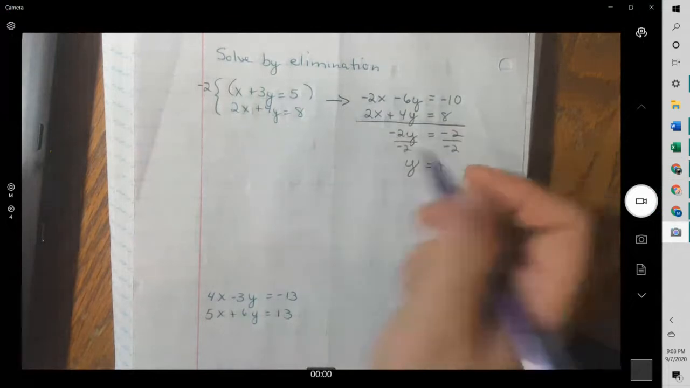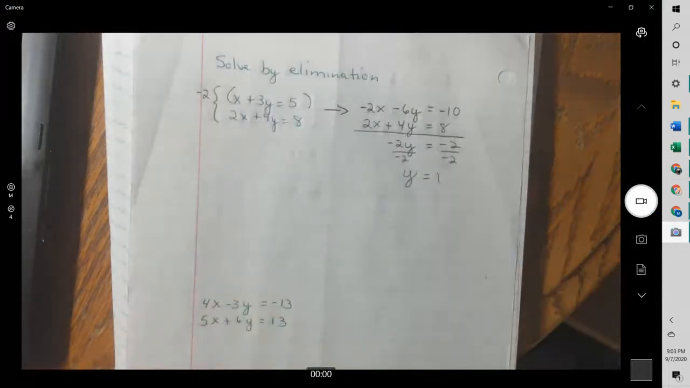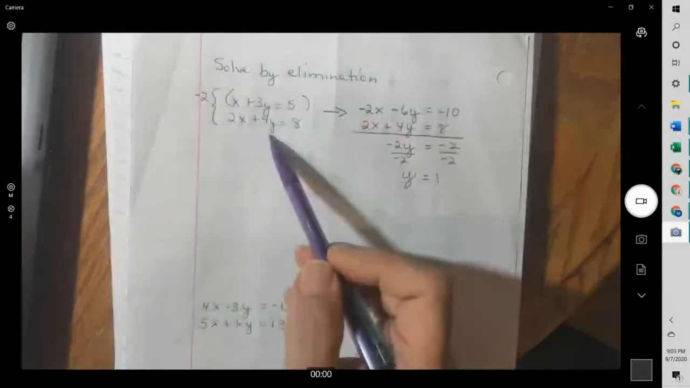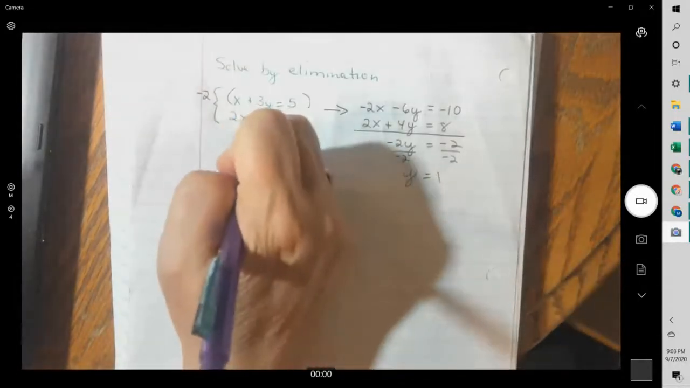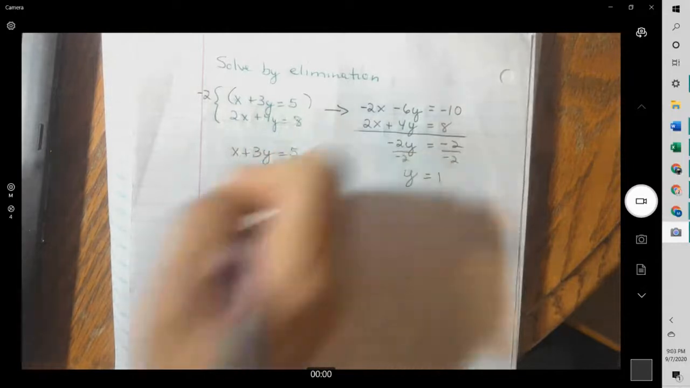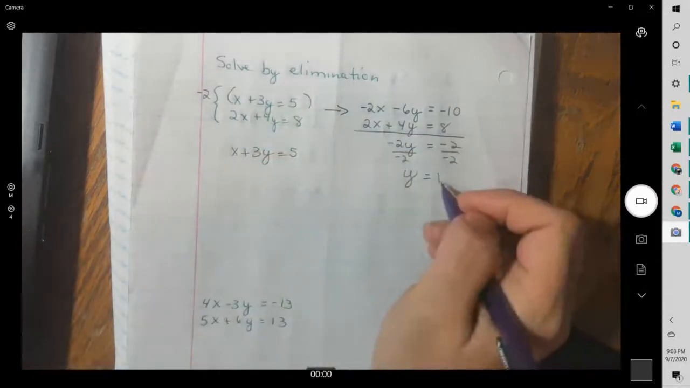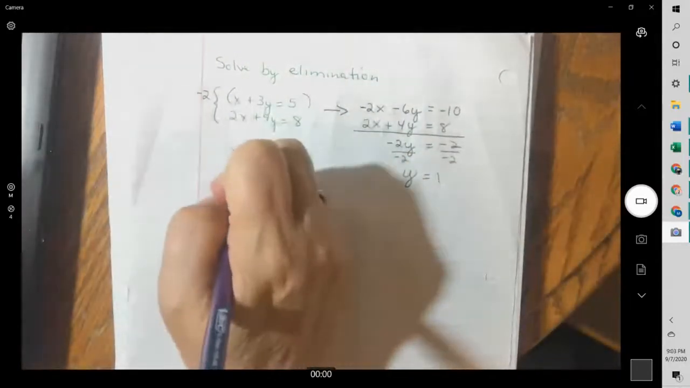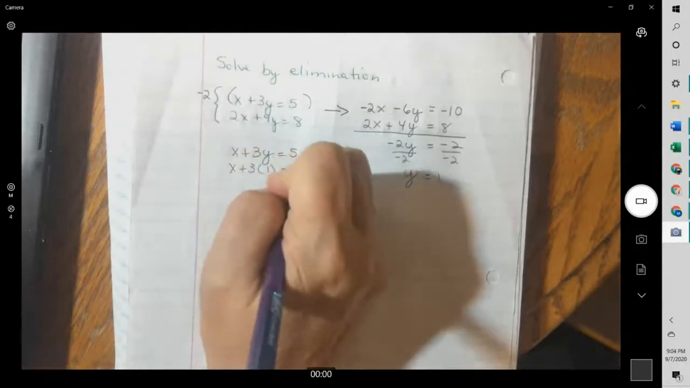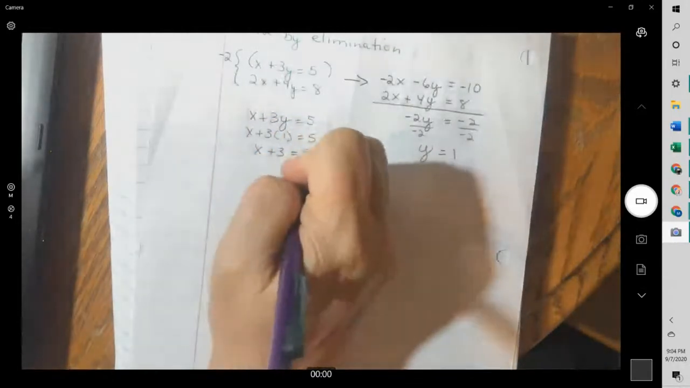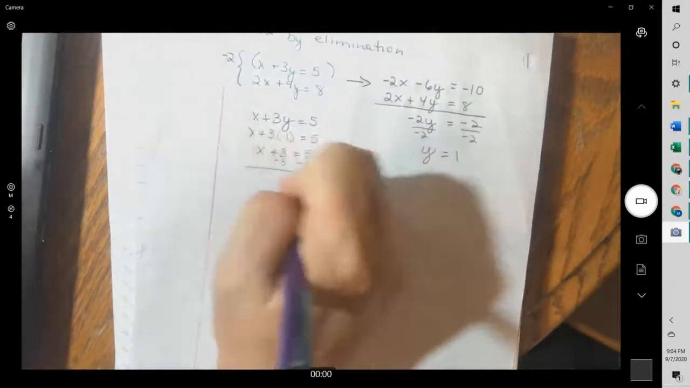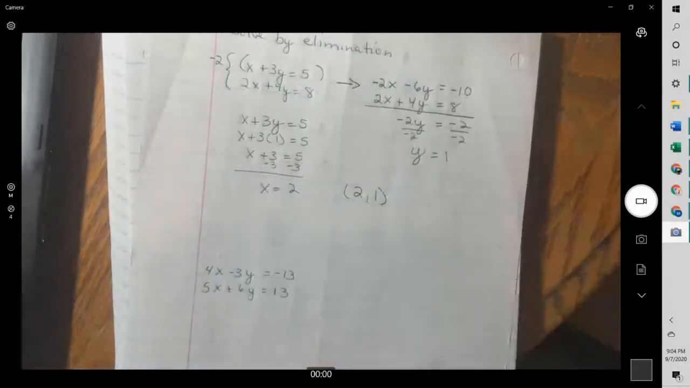And when you have the positive 1, now notice neither one of these is solved for y, or solved for x, so it's a little bit more work. But you can plug it into either one. I'll use the top one. Always go back to the original. So we have x plus 3y equals 5. So we take the 1 and we plug it in. X plus 3 times 1 equals 5. X plus 3 equals 5. Subtract the 3, and x equals 2. So we got, for our answer, 2, 1.